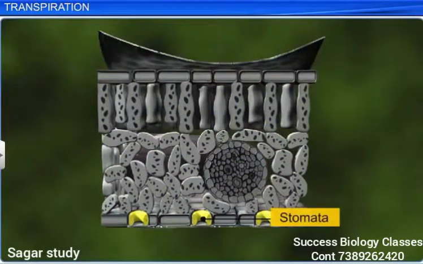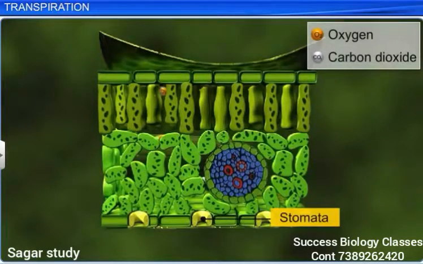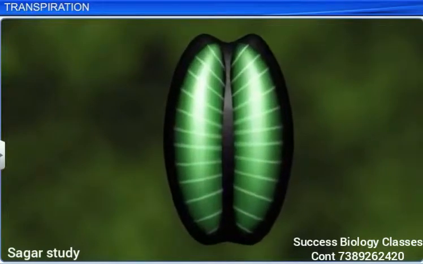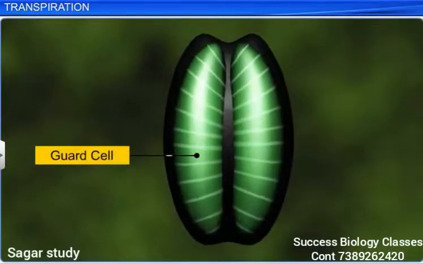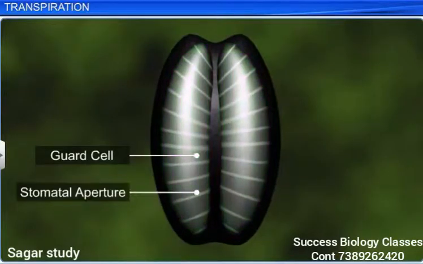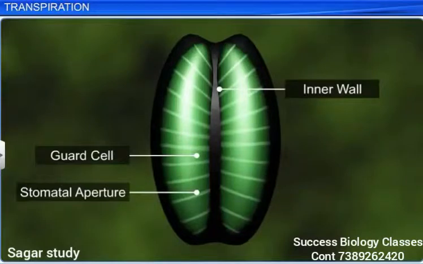Stomata are not only the site of water loss for transpiration, they also help in the exchange of oxygen and carbon dioxide in the leaf. They remain open during the day when transpiration takes place and close at night. Their opening and closing is directly impacted by the turgidity of guard cells present near the stomatal aperture. The inner wall of each guard cell is thick and elastic.